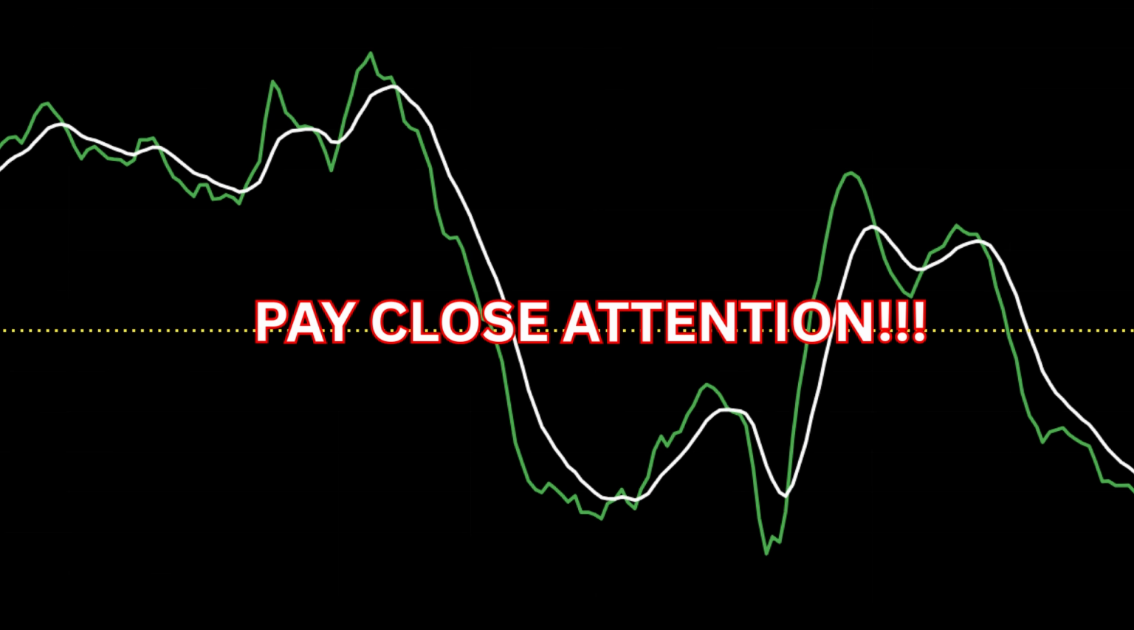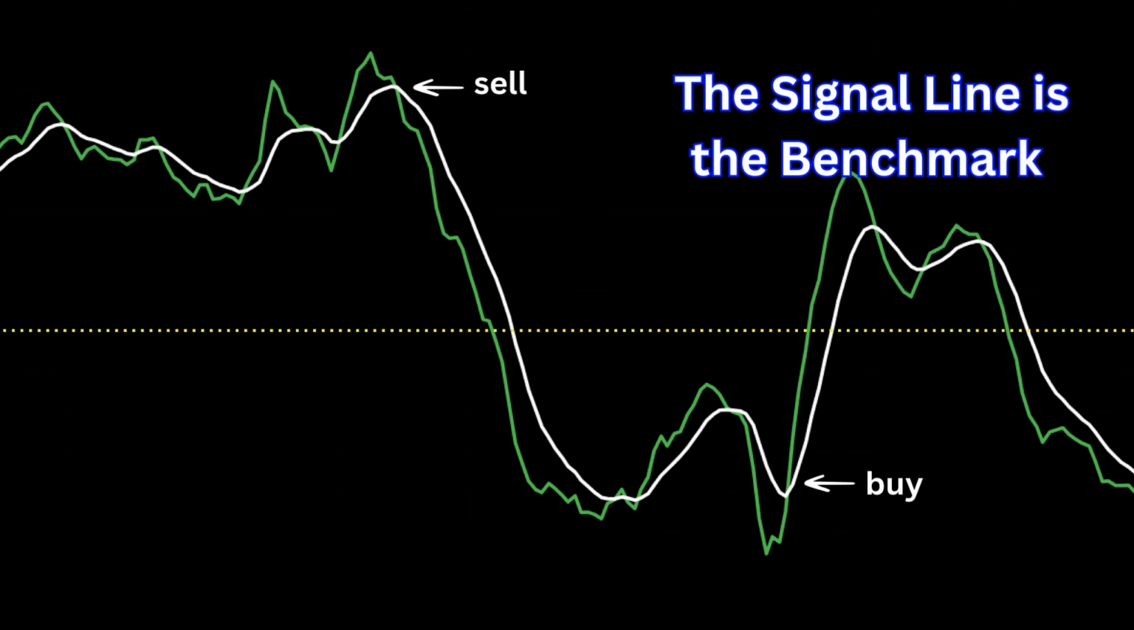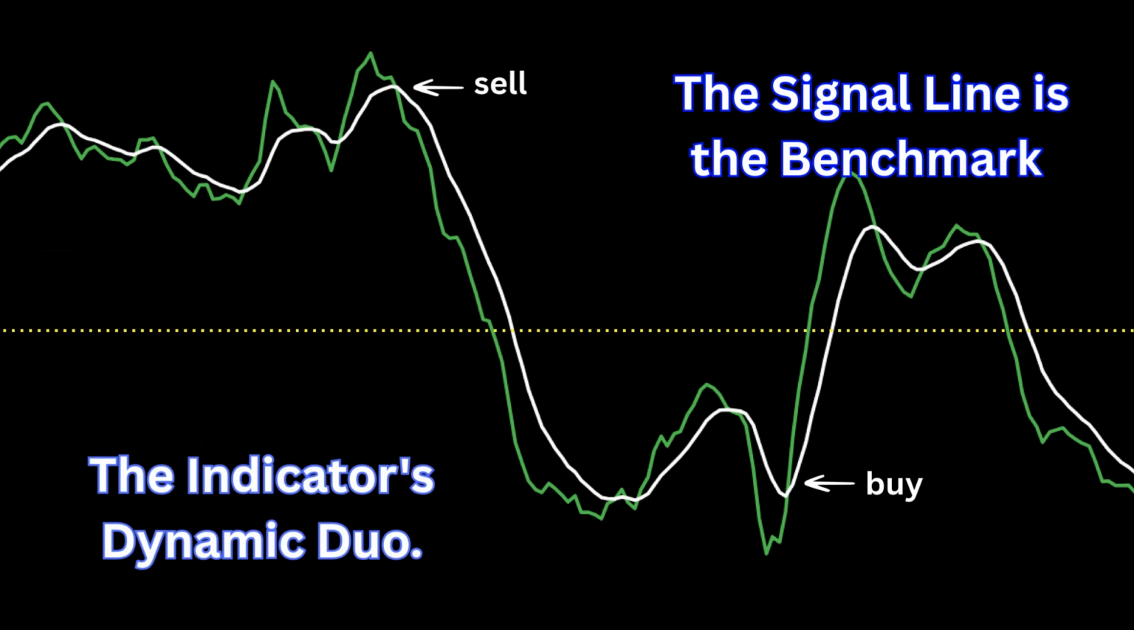Its sole purpose is to act as a slower average of the main line. And what's the purpose of this advisor? Its function is to be a trigger. The most basic and well-known events of the MACD, the buy and sell signals, are generated precisely when our protagonist, the MACD line, crosses its advisor, the signal line. We'll talk extensively about these crossovers in our next video, but for now, hold on to this idea. The signal line is the benchmark against which we measure the immediate moves of the MACD line. They are the indicator's dynamic duo.